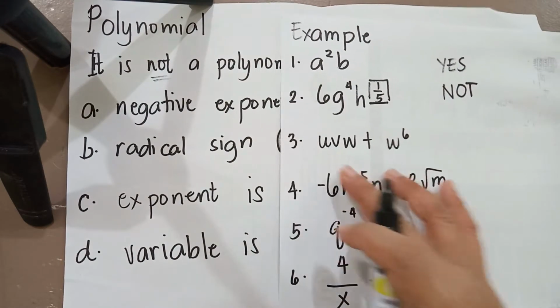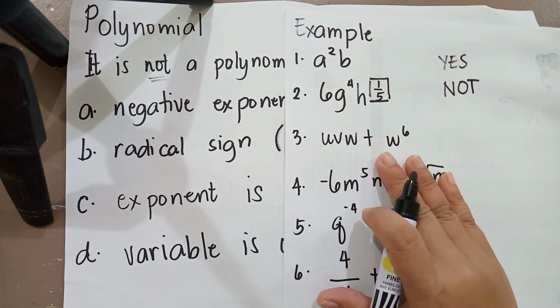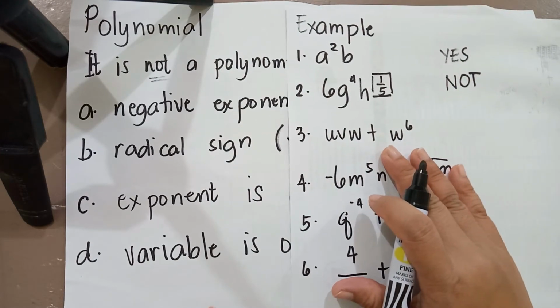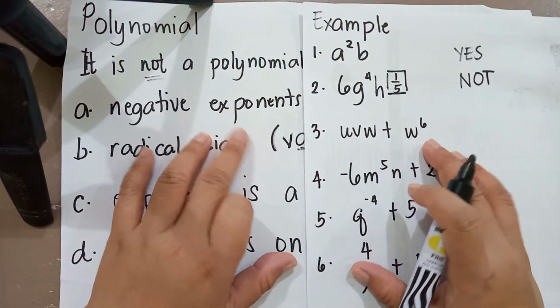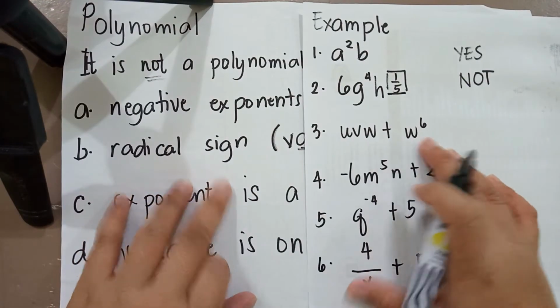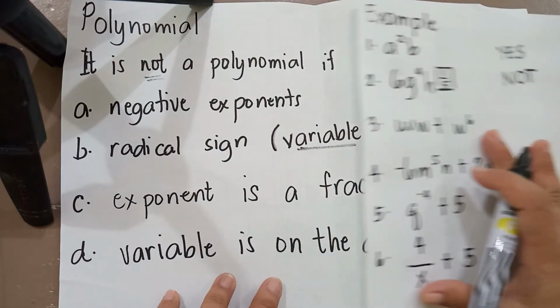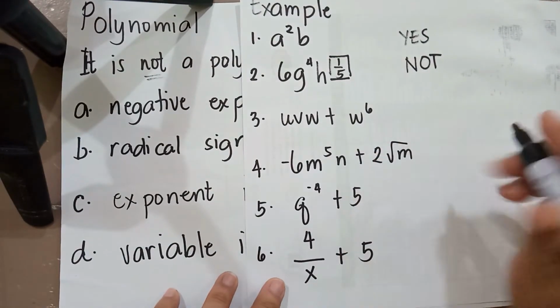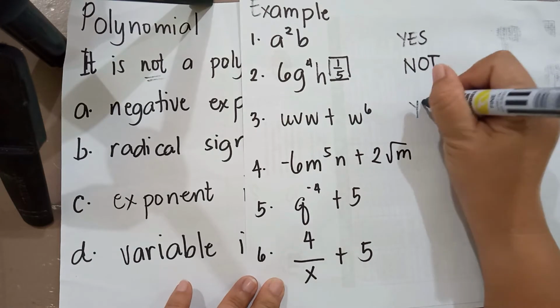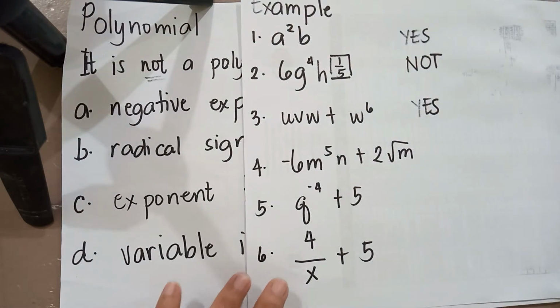Number 3, uvw plus w raised to 6. Check. Negative exponent? None. Radical sign? None. Exponent is a fraction? None. Variable is on the denominator? Of course, none. Then we can say this is a polynomial.